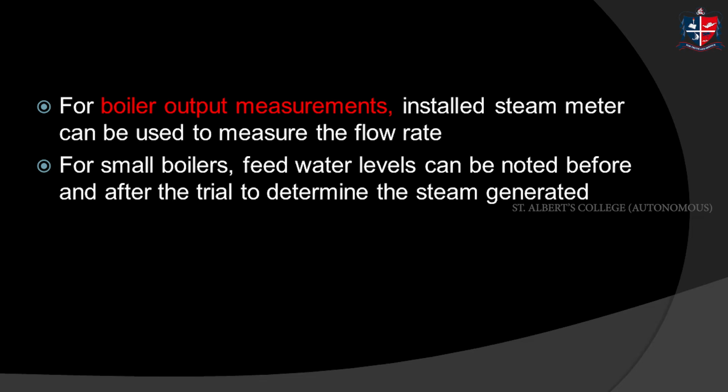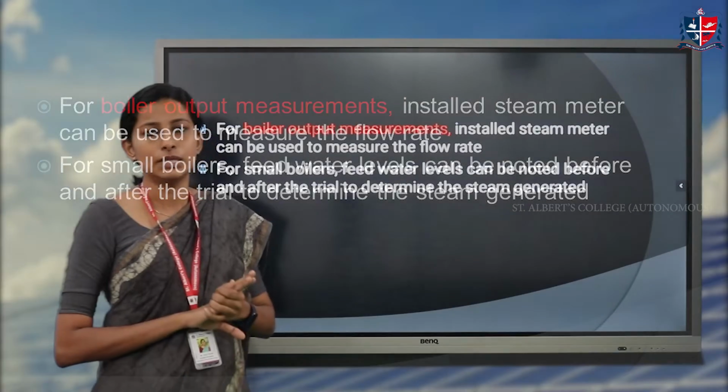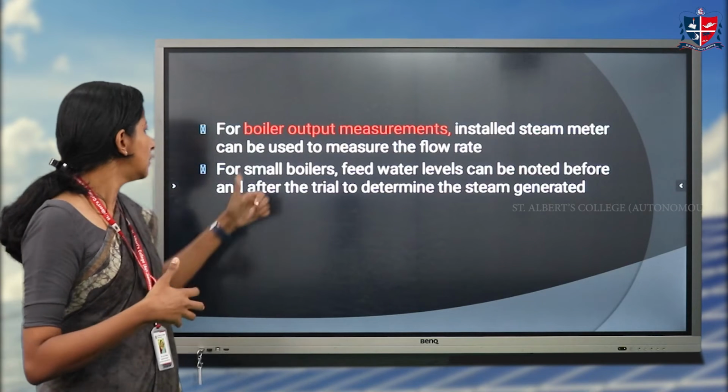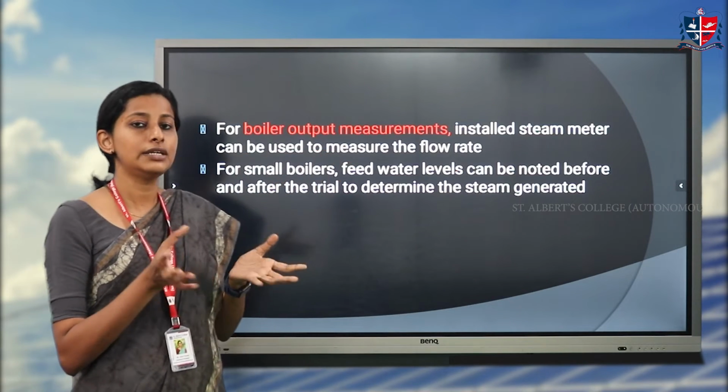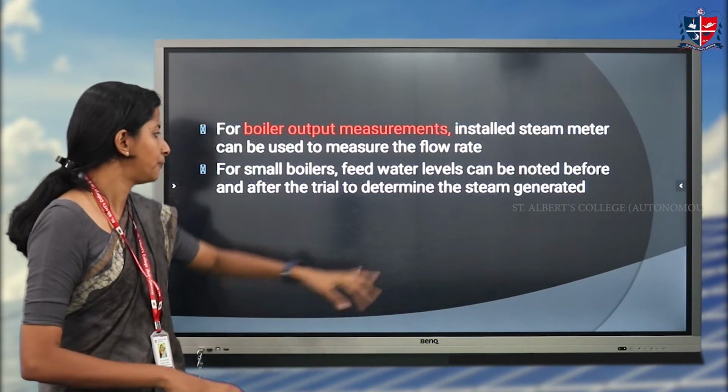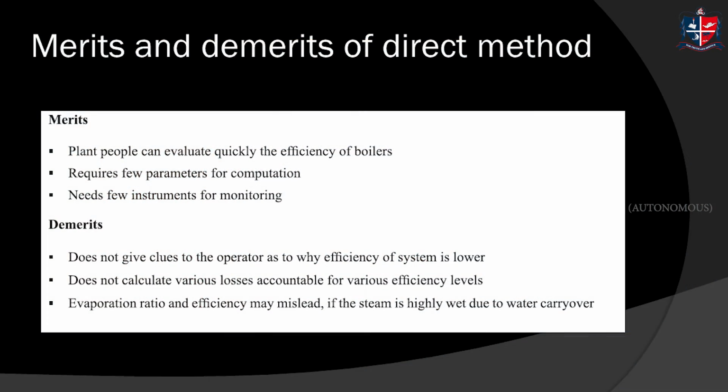For output measurement, as I said, we need an installed steam meter. That is to find out the rate at which steam comes out of the boiler. Then what do we need? We also need to find out the difference in enthalpy: steam enthalpy minus feed water enthalpy. That when multiplied will give you the heat output.